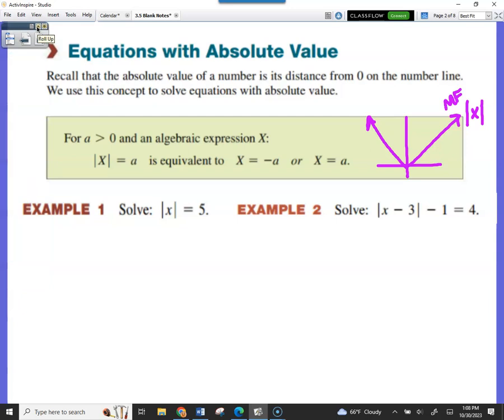Let's look at this right here. Solve. The absolute value of x equals 5. Ask yourself, what is in here? Plus or minus 5. Yes, so x equals 5 or x equals negative 5.